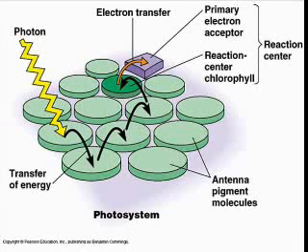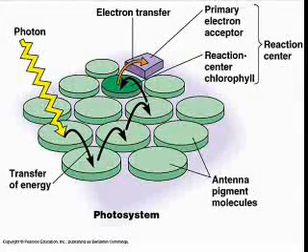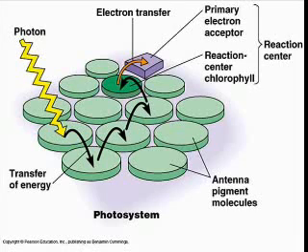Here we have light or photons of light striking the accessory or antenna pigments, which relay that light energy to the reaction center, which is made up of chlorophyll A or chlorophyll B. It is here at the reaction center that the electrons are excited to a higher energy level and passed on to what you call a primary electron acceptor, which goes on to drive the two stages of light-dependent reactions.